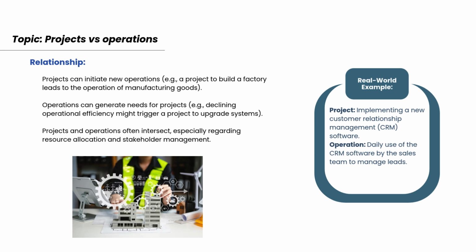Finally, projects and operations often intersect. This is especially true when it comes to resource allocation, like assigning team members or managing stakeholders who are involved in both. Real-world example. A project might involve implementing new CRM software for the company. Once implemented, the operation is the day-to-day use of the CRM by the sales team to manage leads and customer data. This shows how projects and operations complement each other.